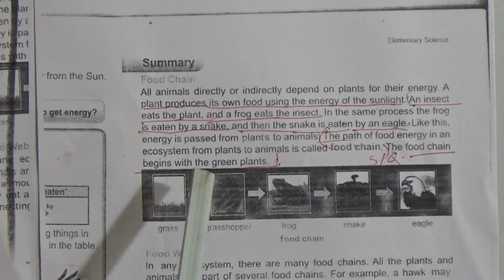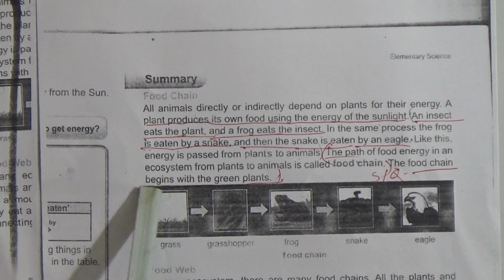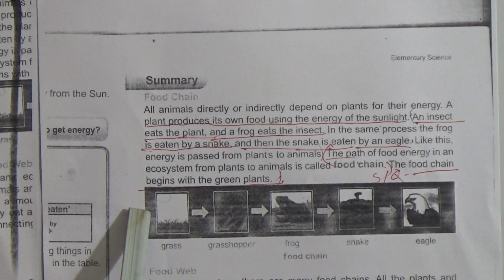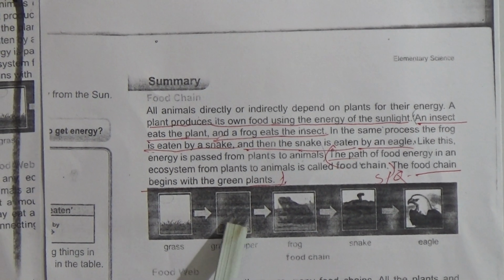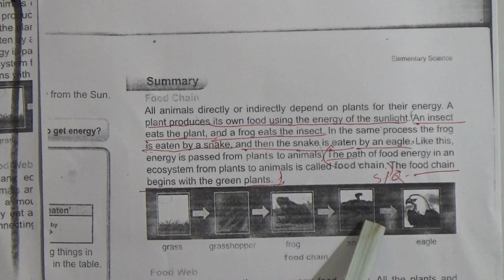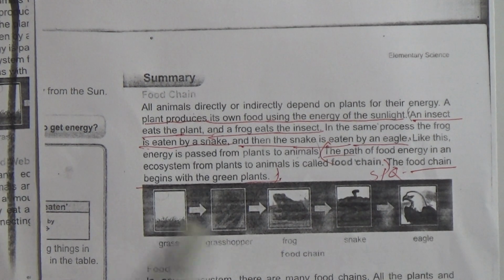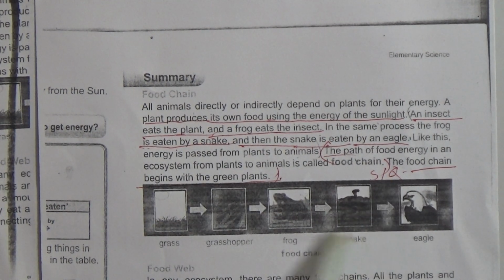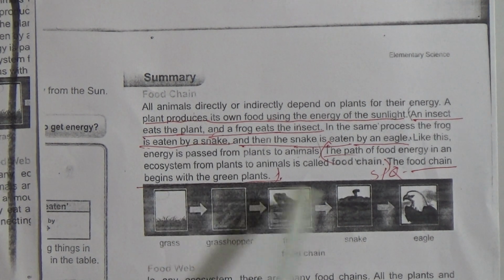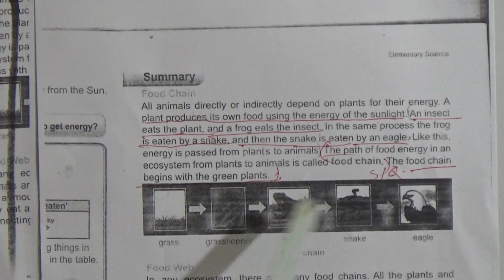First, grass produces its own food from sunlight. Then grass is eaten by grasshopper. Then grasshopper is eaten by frog, and frog is eaten by snake, and snake is eaten by eagle. So, like this circle, the energy is passed from plants to animals. Okay, see, so this circle is called food chain.